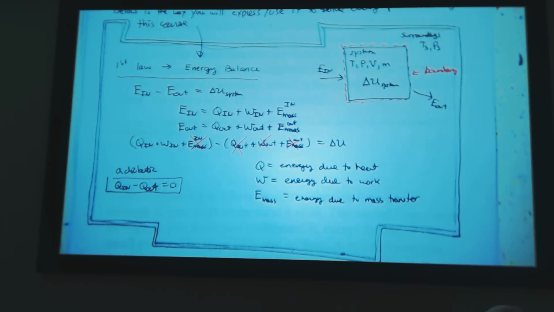I can have heat in an adiabatic process, but it has to be balanced in that process. It has to be balanced by an equal amount of heat out. So Q in minus Q out is 0, so I can cross this out. So what do I get? Work in is equal to the change in internal energy of my system.